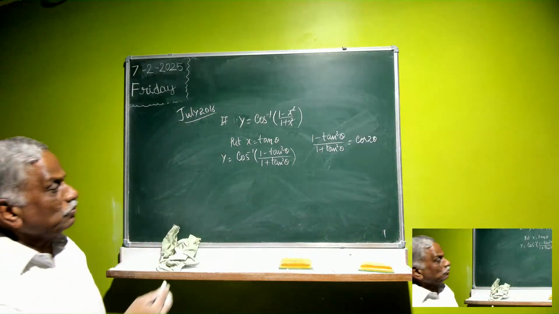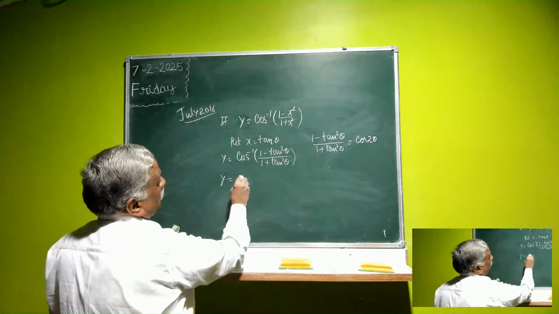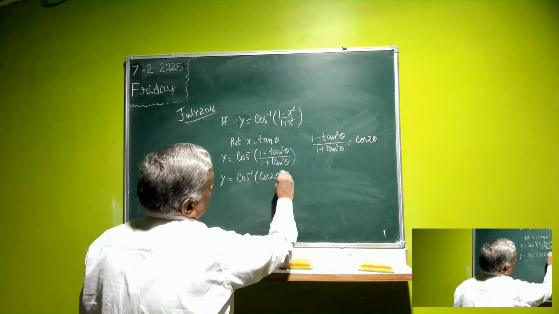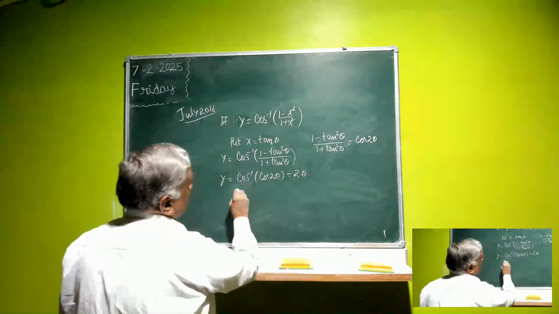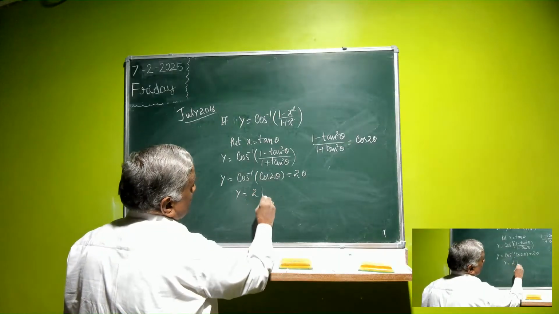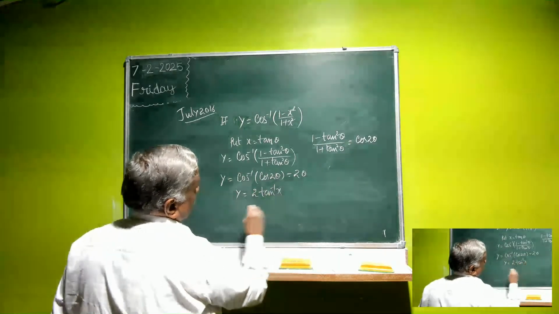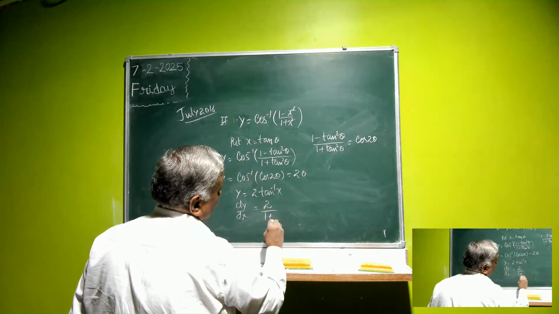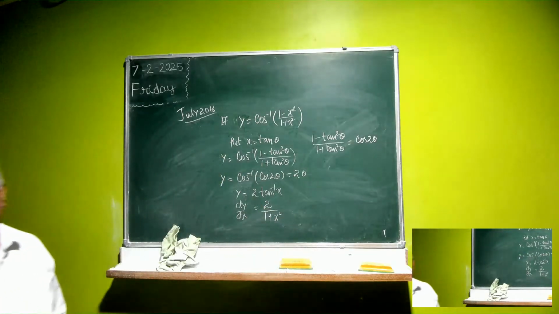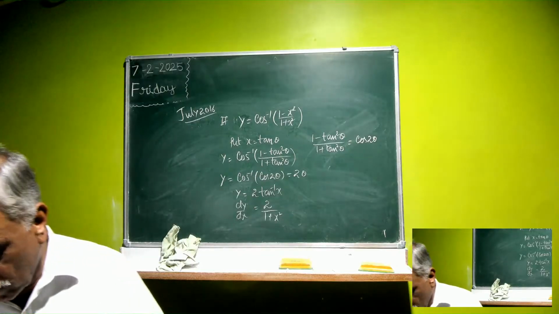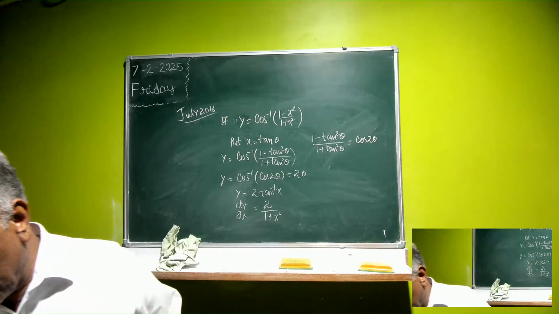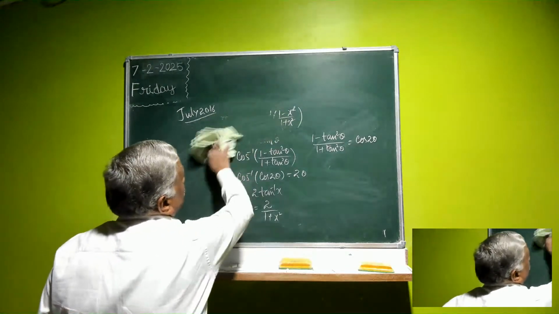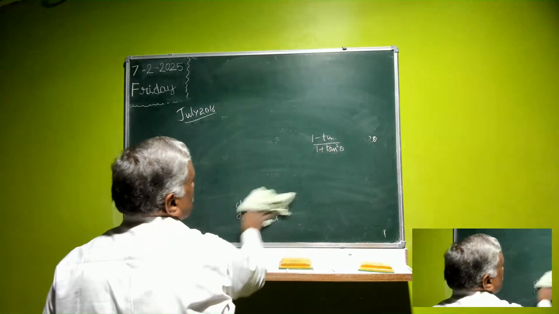So y is equal to cos inverse of 1 minus tan square theta over 1 plus tan square theta. There is no other method. You need to remember, it's a standard problem. Yesterday I listed all these problems. So y is equal to cos inverse of cos 2 theta, that is 2 theta. What is theta? Theta is tan inverse x. So what is dy by dx? 2 over 1 plus x square.